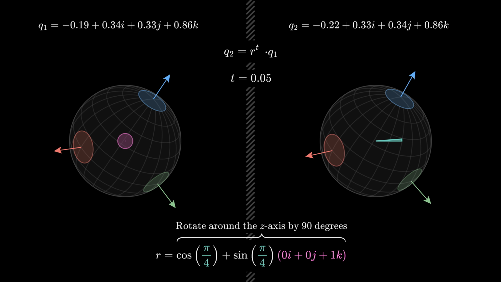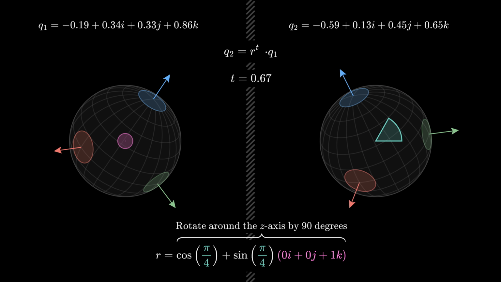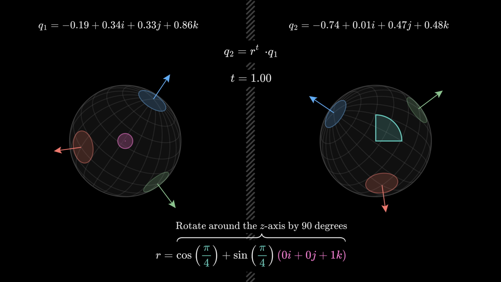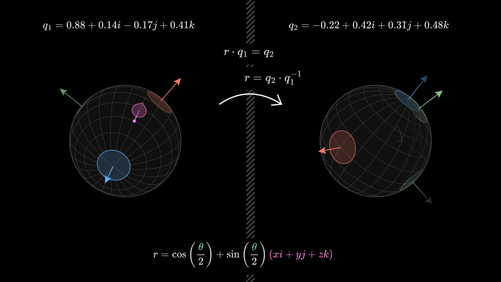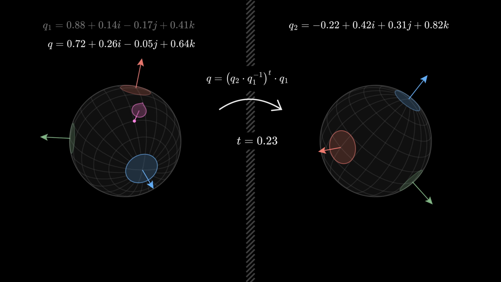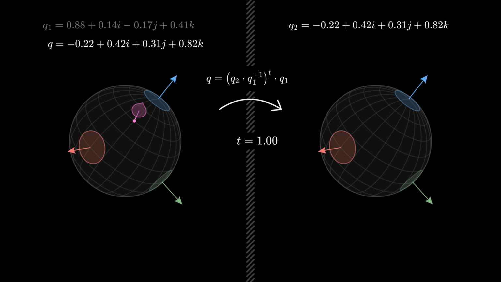For each value of t between 0 and 1, we calculate and apply this fraction of the full rotation to the starting orientation to get the intermediate orientation. This is how we use the rotation we calculated to interpolate between the two orientations. We raise the rotation to the power of t and multiply it by the starting orientation. This is how we rotate the sphere between the orientations and generate the values of the orientation for each value of t between 0 and 1.